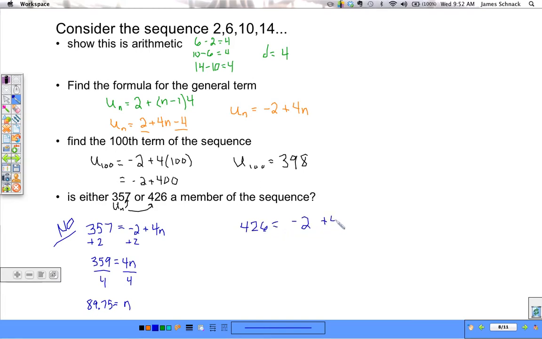Same idea. Why don't you solve this one, pause the video, and see what happens. Alright, so solving this, we have 428 equals 4n. Divide by 4. N equals 107. So this is telling me that yes, this is in the sequence, and what's more, it's the 107th term of the sequence. Having this explicit rule for the sequence, for each term, can let me do things very quickly and efficiently.